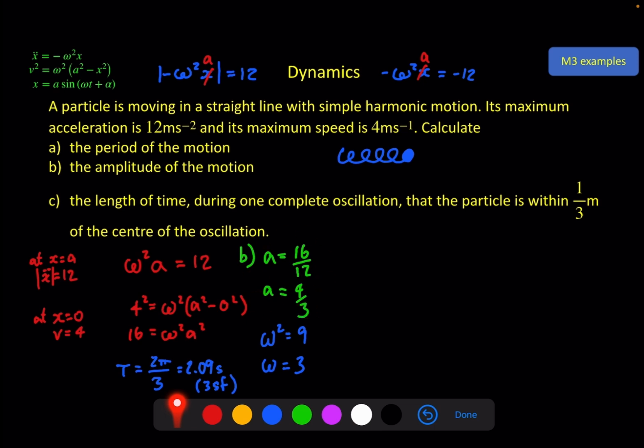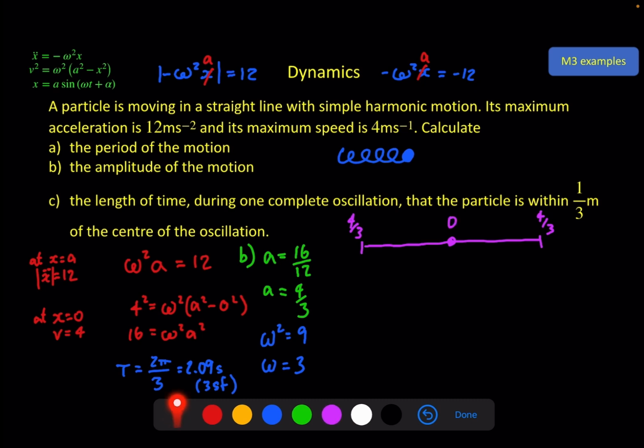Part C, the length of time during one complete oscillation that the particle is within 1/3 of the center of the oscillation. Okay, I know I drew a spring here to represent that, but we are not told it's a spring. It's just a particle moving on a straight line. So let me redraw this. We've got the center of oscillation here, and we know A is 4 over 3. So this is 4 over 3 in this direction from here, and then we have another 4 over 3 in this direction from the center of oscillation O.